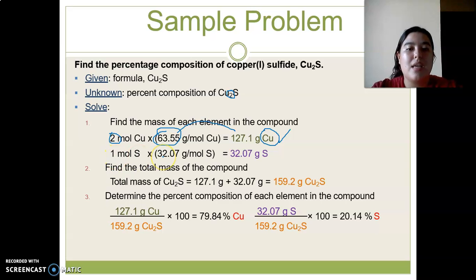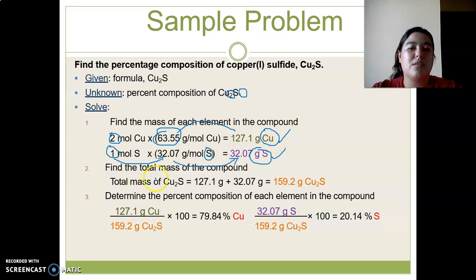Now we have to find the mass in the compound for sulfide. So we have 1. Why 1? Because here we don't have a number, so that means it is 1. 1 mole S for sulfide times, in this case, mass is 32.07 g over mole S. So now we have to multiply 1 times 32.07 and it is equal to 32.07 g sulfide. Okay, so we have already found the mass of each element in the compound.